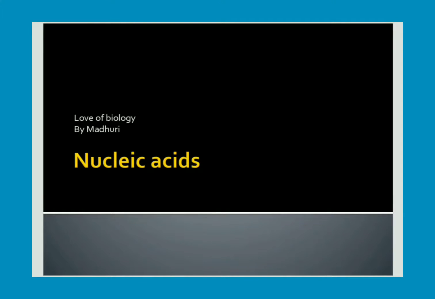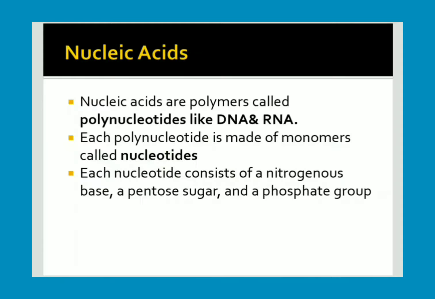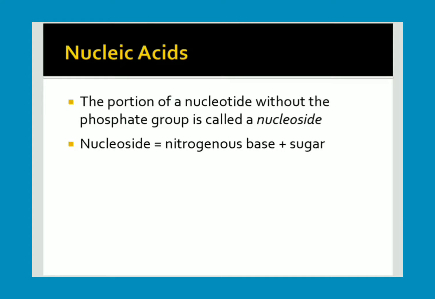Today we are going to learn about the next biomolecule, that is nucleic acid. So nucleic acids are the polymers called polynucleotides. So what are those nucleic acids? DNA and RNA, deoxyribonucleic acid and ribonucleic acid. Each polynucleotide is made up of nucleotides. So what are these nucleotides? They consist of nitrogen bases, pentose sugar as well as phosphate group. These three we are calling nucleotides.